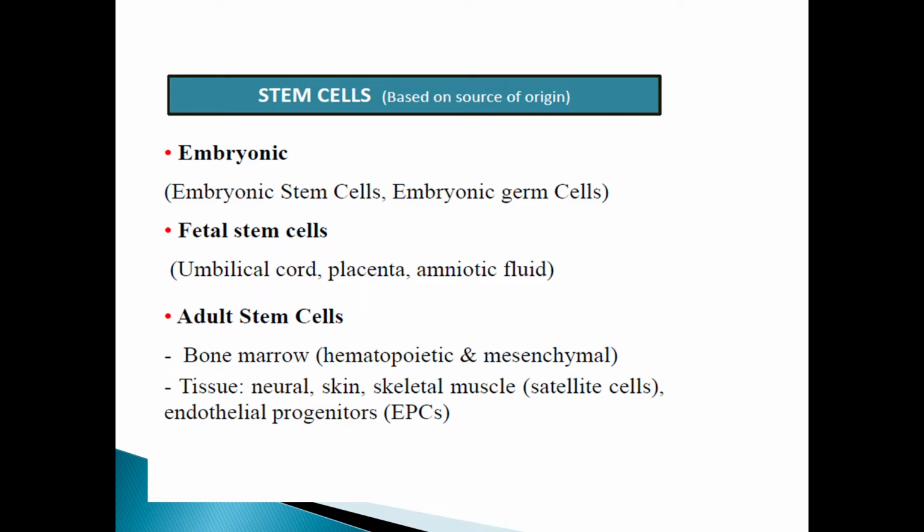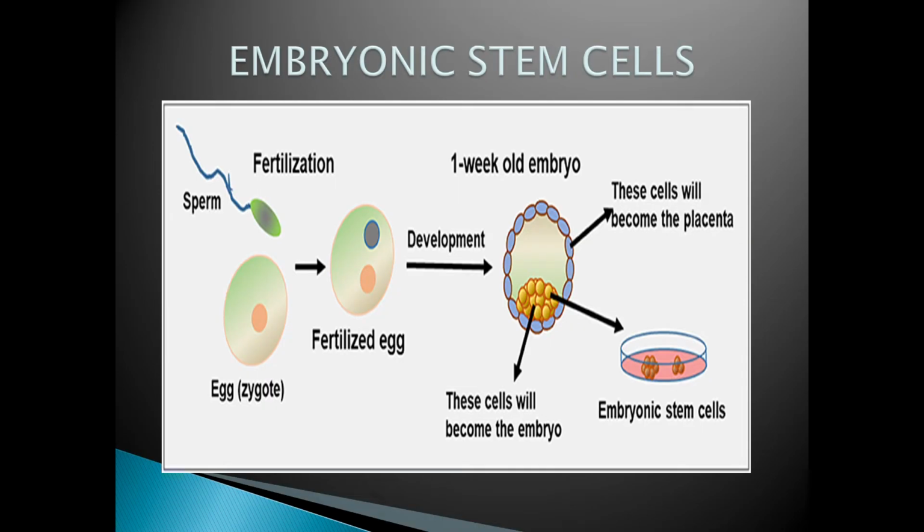Based on their origin, stem cells are divided into three types: embryonic stem cells, fetal stem cells and adult stem cells. Embryonic stem cells are the cells of the inner cell mass of the blastocyst, an early stage of the embryo. Human embryos reach the blastocyst stage 4 to 5 days post-fertilization, at which time they consist of 50 to 150 cells. Embryonic stem cells are pluripotent and give rise during development to all derivatives of the three germ layers: ectoderm, endoderm and mesoderm.